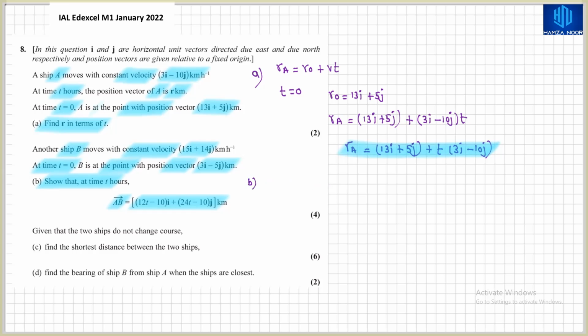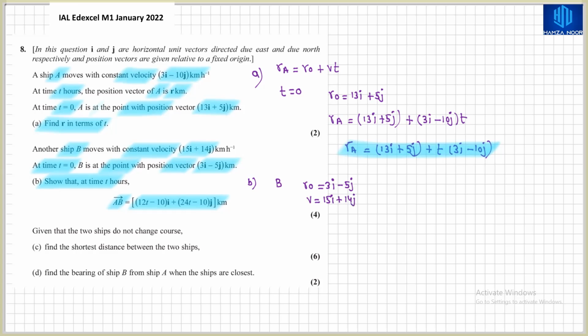So here I'm going to solve part B. For ship B, when time t is equal to 0, the position vector is 3i minus 5j kilometers. Therefore r naught will be equal to 3i minus 5j. And the constant velocity is 15i plus 14j kilometers per hour, so the v vector is 15i plus 14j.